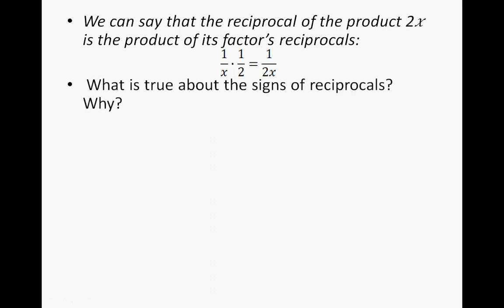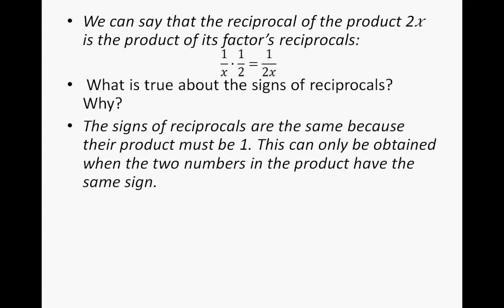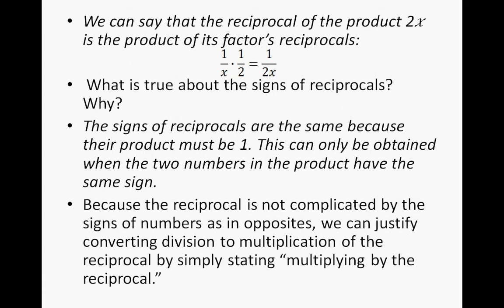What is true about the signs of the reciprocals and why? Well, the signs of the reciprocals are the same because their product must be 1. This can only be obtained when the two numbers of the product have the same sign. Because the reciprocal is not complicated by the signs of numbers as in opposites, we can justify converting division to multiplication of the reciprocal by simply stating multiplying by the reciprocal.